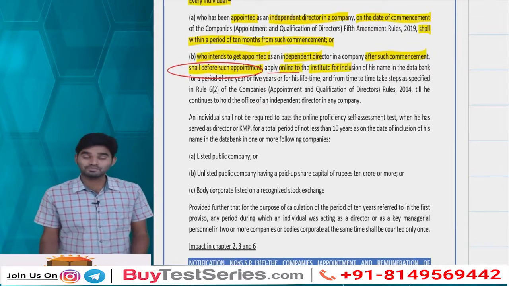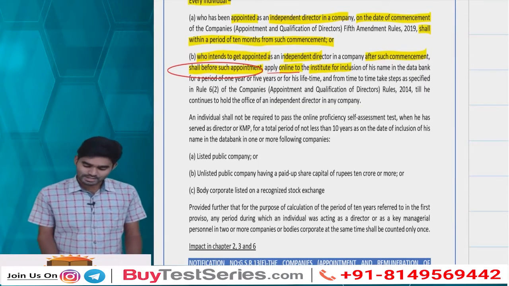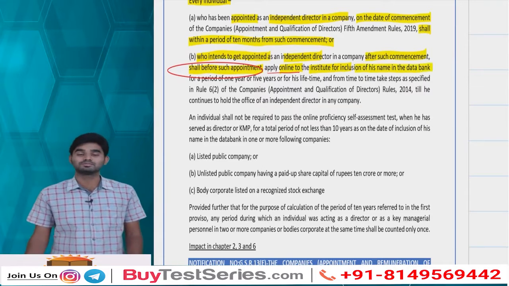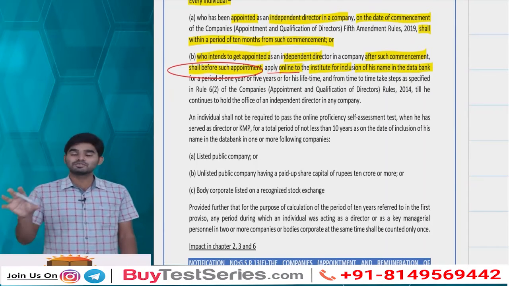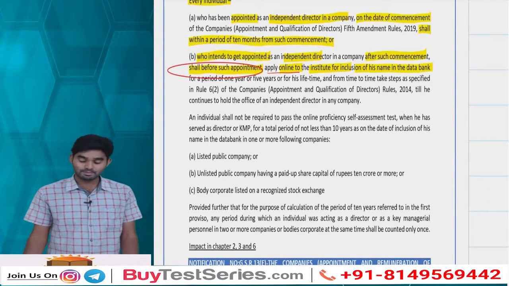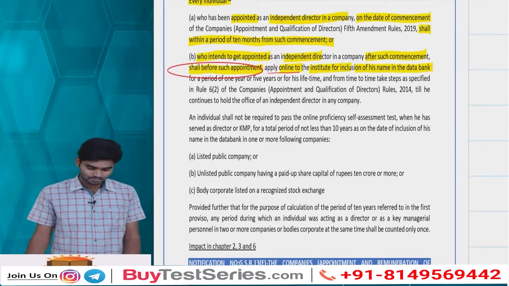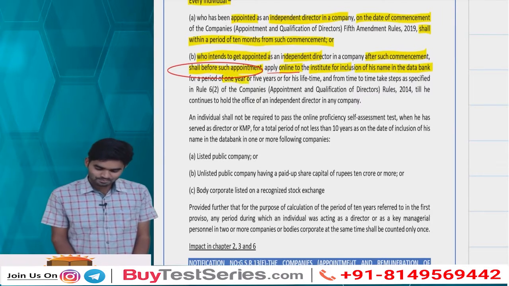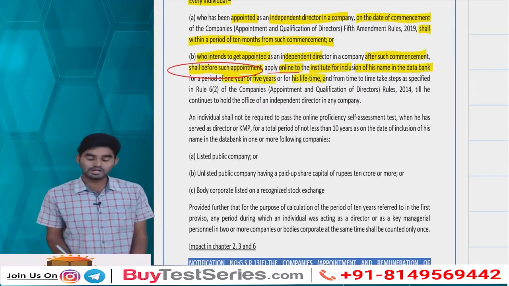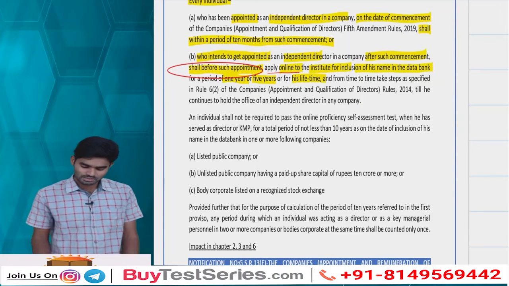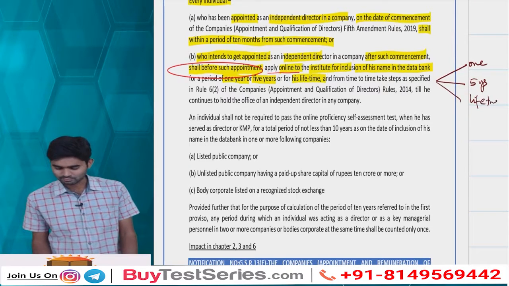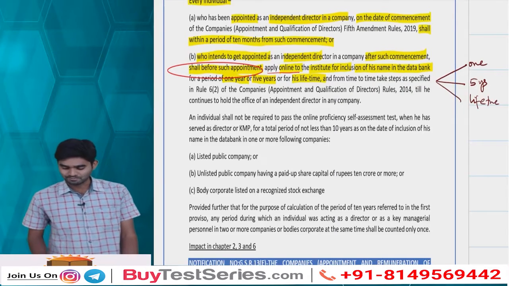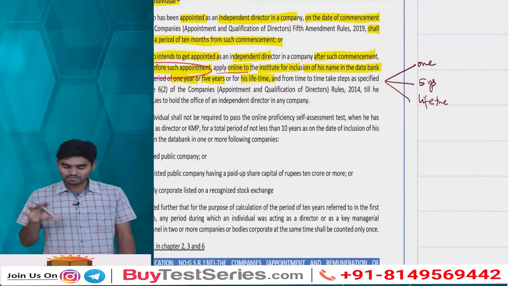to the institute for the inclusion of his name in the data bank. So you apply through that particular website for inclusion of your name in the independent directors data bank for a period of 1 year or 5 years or for lifetime. So you have three options here: one, for 1 year, or for 5 years, or for lifetime. So you have specific fees for each slab over there.